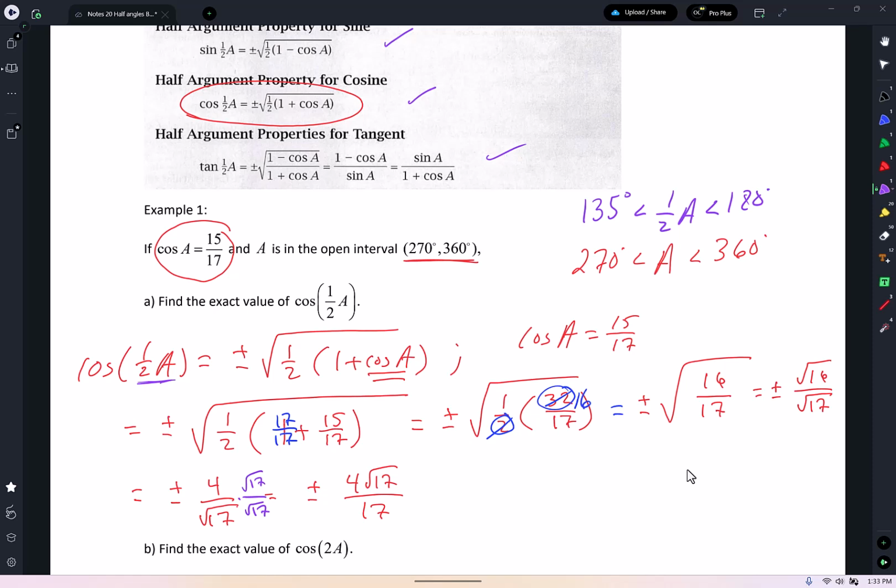What quadrant is that? 2. And in quadrant 2, is cosine positive or negative? Negative. So circle the negative one. So my final answer, cosine of half A is nothing more than negative 4 square root of 17 over 17.